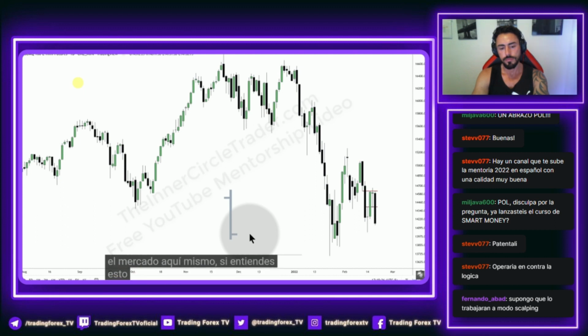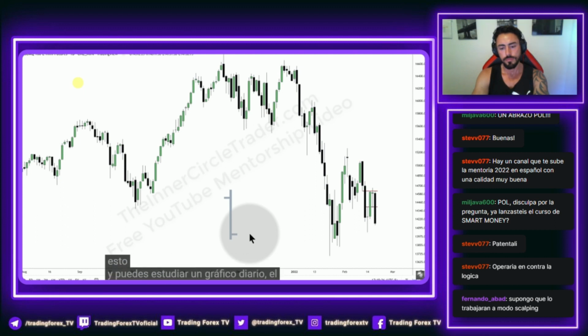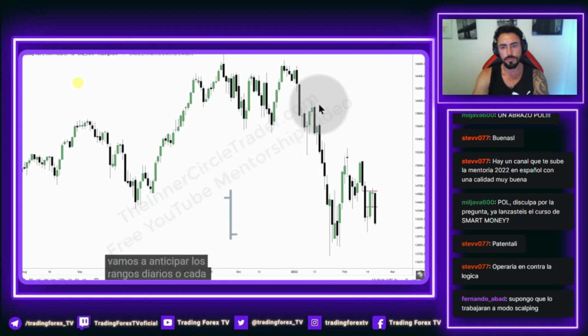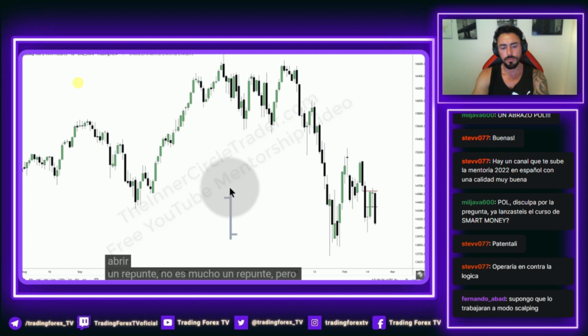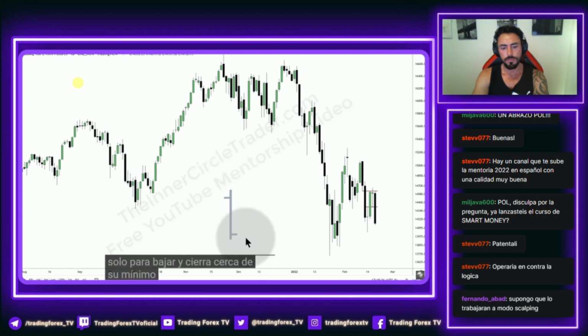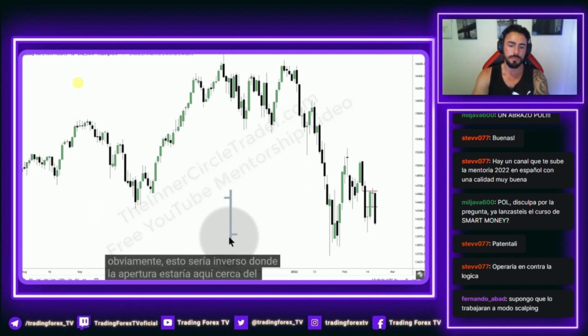If you understand this, and you can study a daily chart, daily bias will become easier for you if you start implementing it with this mindset. So if we're bearish on a market, we're going to anticipate the daily ranges, or each one of these candles, doing this very thing here. Open, a rally, not much of a rally, but it can make a large wick. It doesn't make a difference. But the general premise is it goes up just to go down, and it closes down near its low when it's bearish. Obviously, this would be reversed, where the open would be down here near the low, and the close would be near the high of the daily candle if it's bullish.